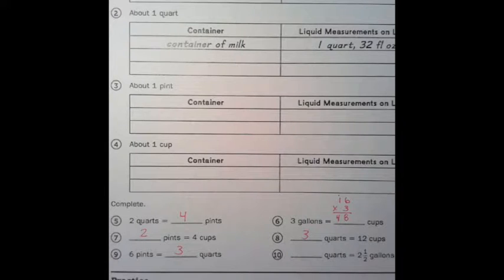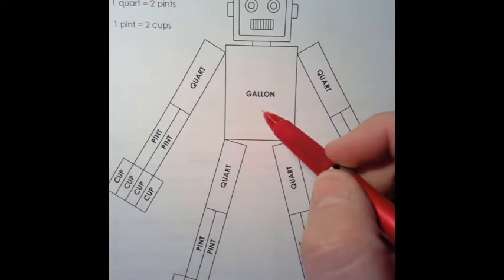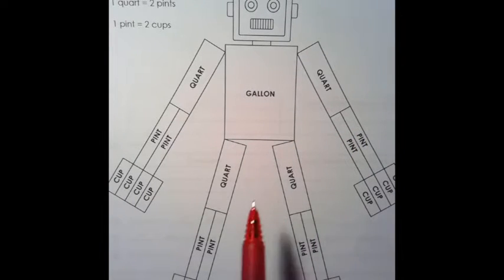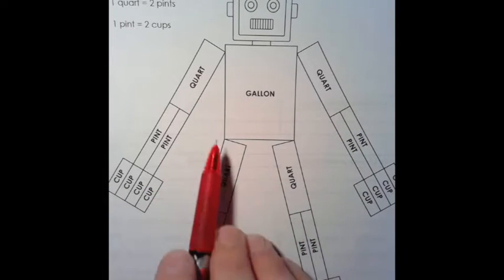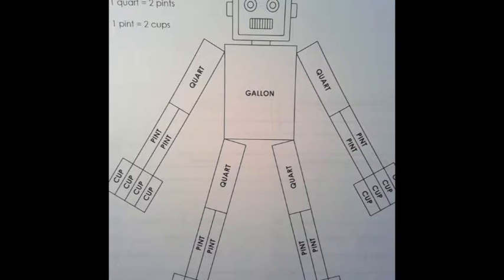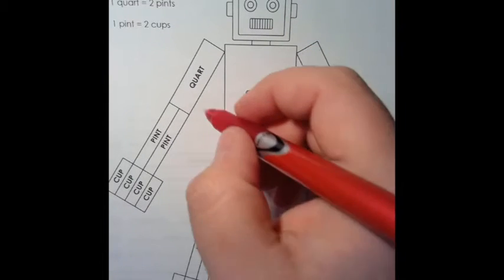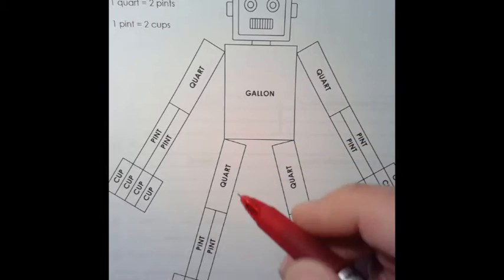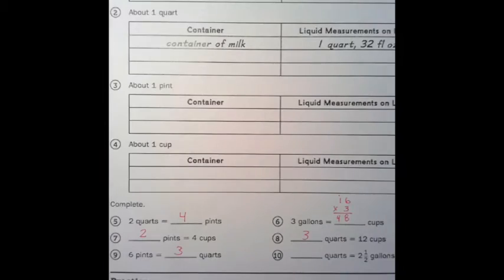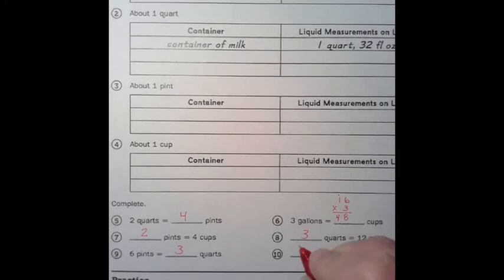For number 10, they're asking us how many quarts are in 2.5 gallons. That's a little trickier, because we have a fraction there. Again, we're looking for 2.5 gallons equals how many quarts? Well, I know that 1 gallon equals 1, 2, 3, 4 quarts. So if we have 2 gallons, that would be 5, 6, 7, 8 quarts. And then if we have a half, that would be two more quarts on top of the eight. So that would be a total of 10 quarts, which equals 2.5 gallons.